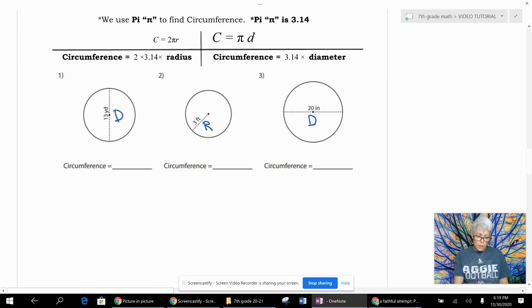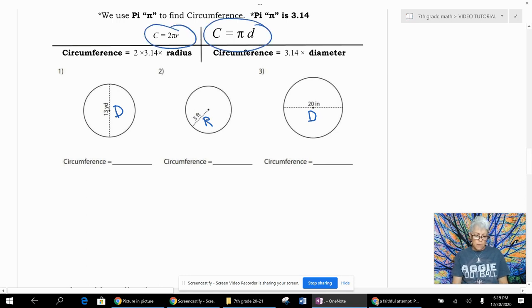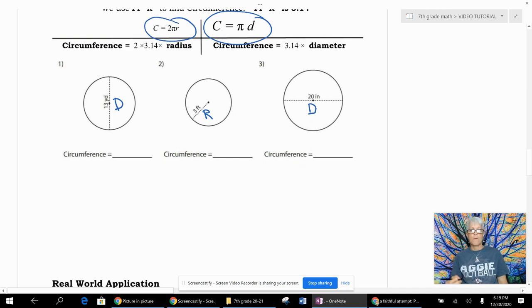So now I have a choice. I can use this formula or I can use this formula. I'm going to use whatever formula matches what I have. On number 1, I have the diameter, so I'm going to use this formula. Like I said earlier, we start with the formula. I want you to write the formula down on your piece of paper. I usually spread it out a little bit because that makes substituting numbers in a little bit easier. Now I'm looking for the circumference, so I don't know what it is.